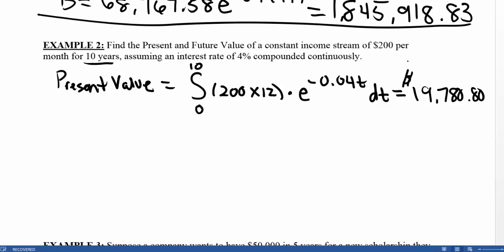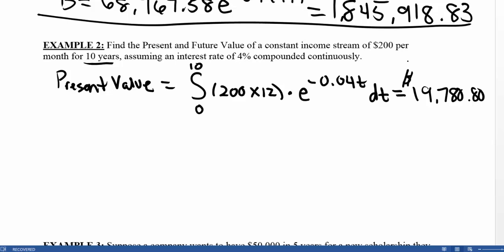So instead of doing $200 per month every month for 10 years, we could do the same exact outcome by contributing $19,780.80 as a one-time lump sum payment. That's what this calculation is telling us.